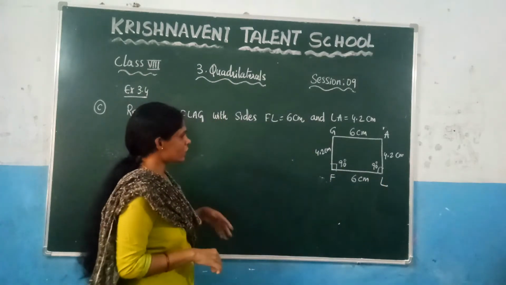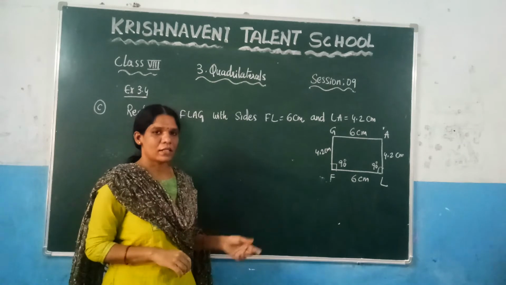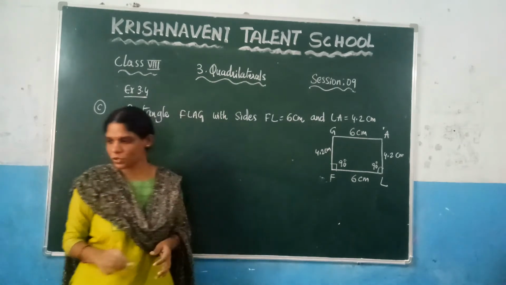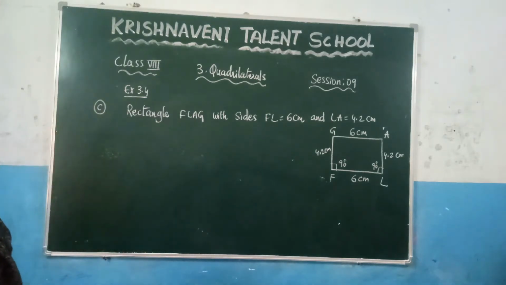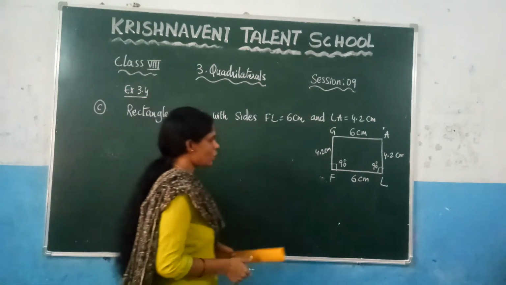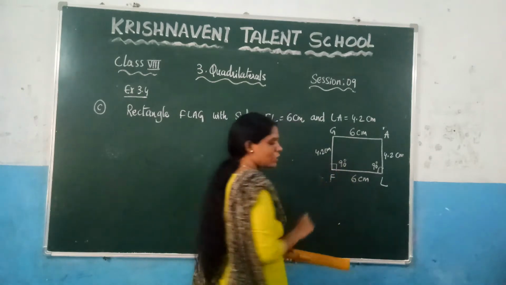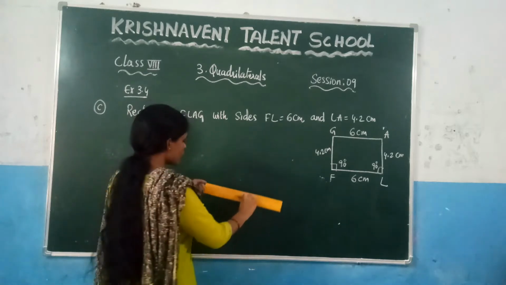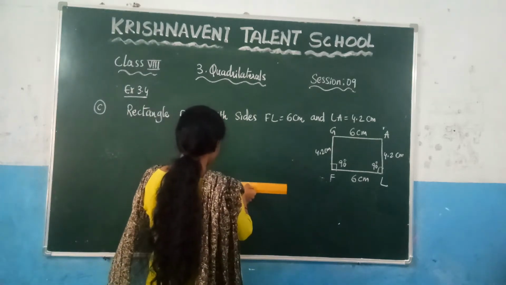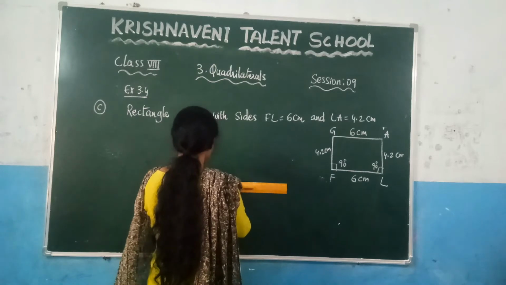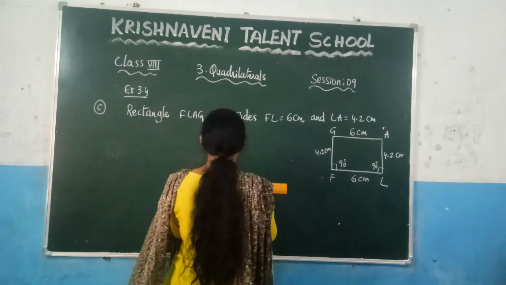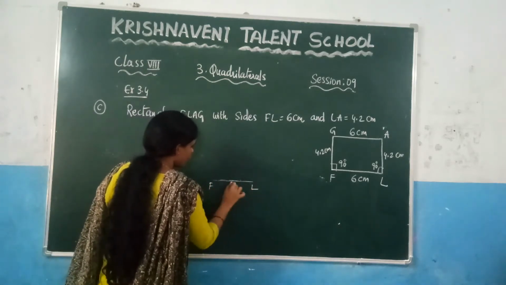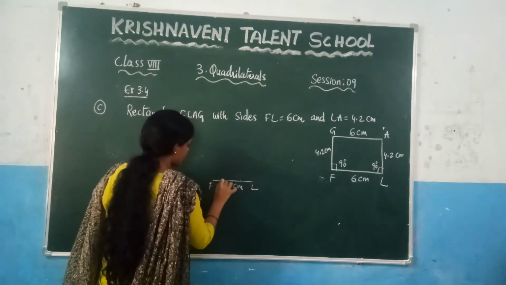Now here we got more than 5 measurements. Let us draw with the help of the geometrical instruments how to draw this rectangle. So for that, first what we need to do? First we need to draw the base. What is the base here, which is FL? Draw the line segment of length 6 centimeters. First draw here with the help of the scale 6 centimeters. So write it here, FL is equal to 6 centimeters.